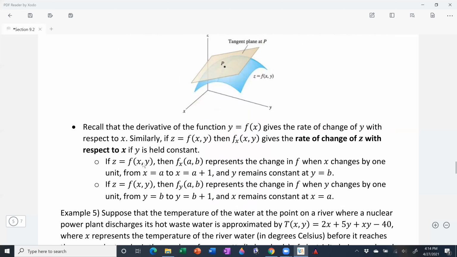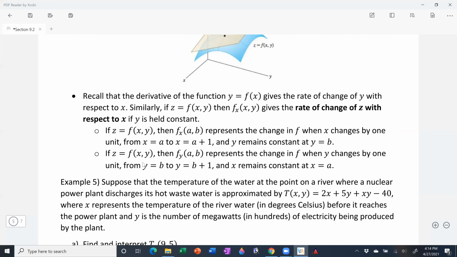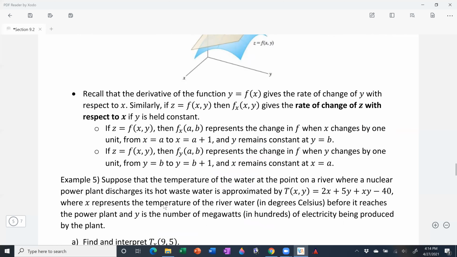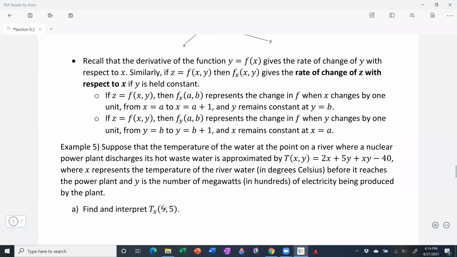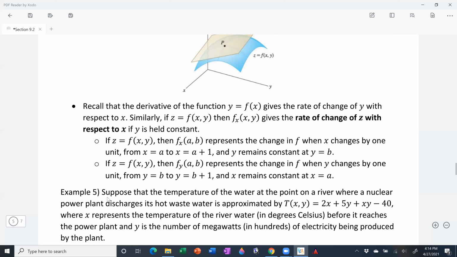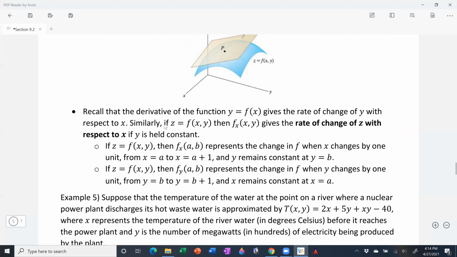What I want to focus more on is rate of change. I have several examples that we're going to do in a couple more videos for rate of change. So let's talk about the rate of change and then we'll do example 5. Recall that the derivative of a function y equals f of x gives the rate of change of y with respect to x. Similarly, if z equals f of x comma y, then the partial derivative of f with respect to x, remember that notation, gives the rate of change of z, or we could say the rate of change of f with respect to x, if y is held constant.